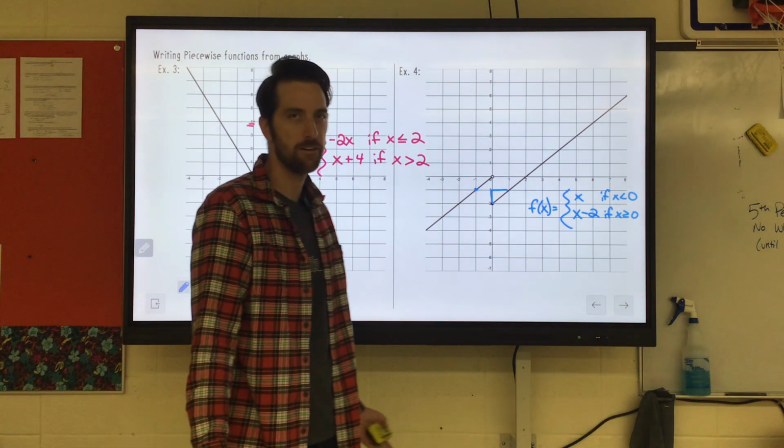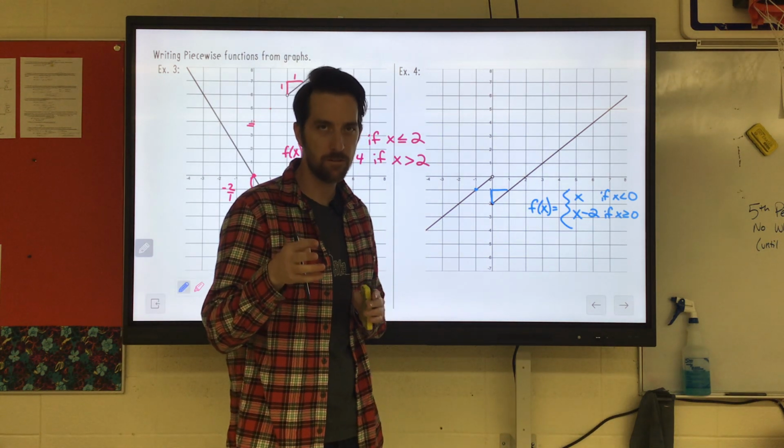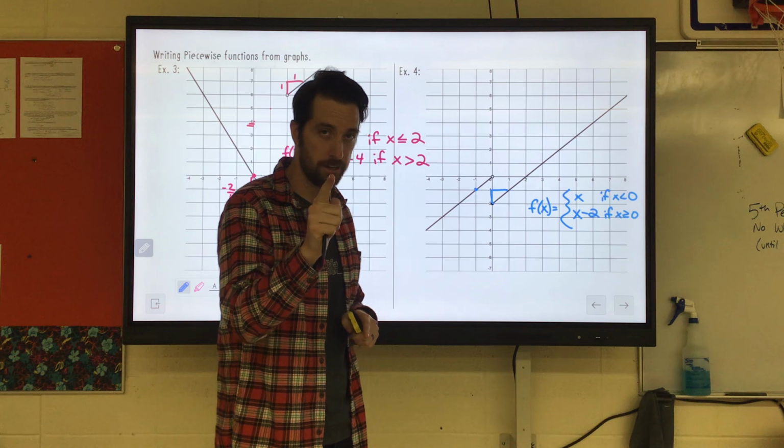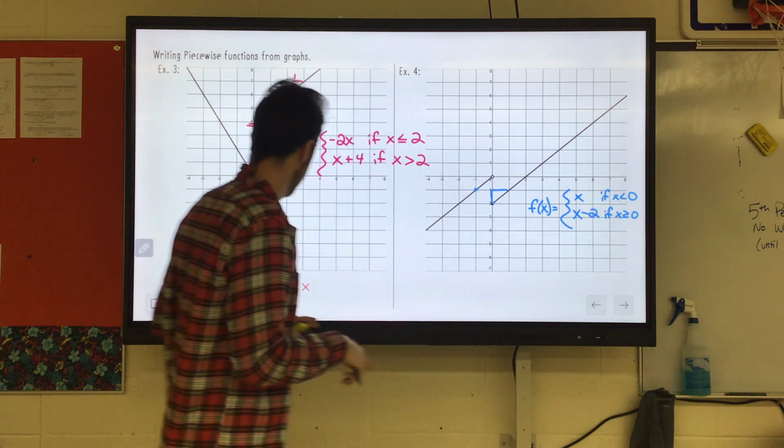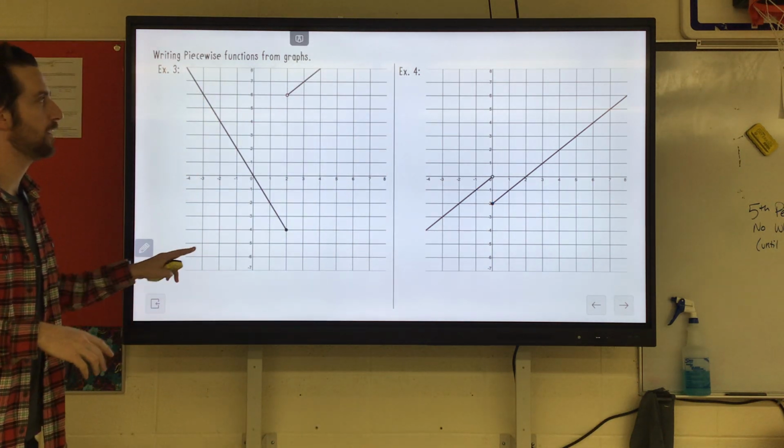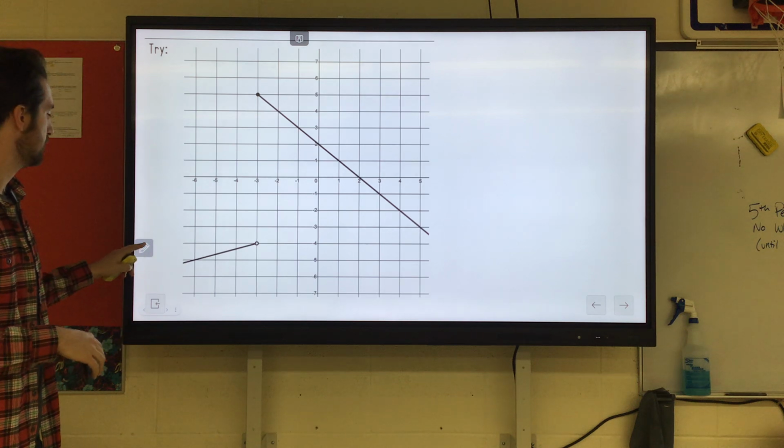These are challenging, but there's one more in the notes. It's for you to try. Go ahead and try it. Pause it and check back in when you're done and see if we get the same thing.